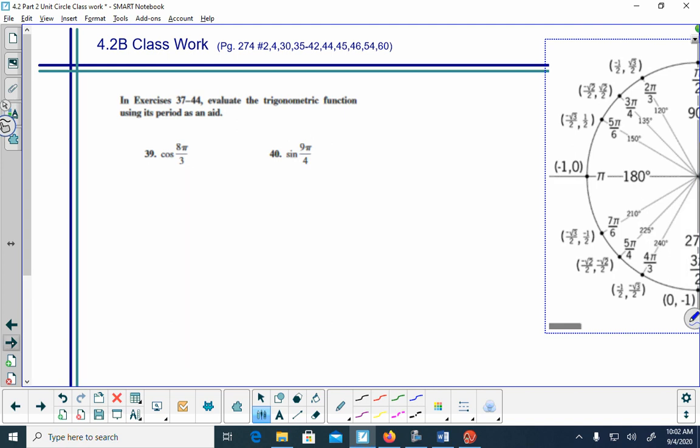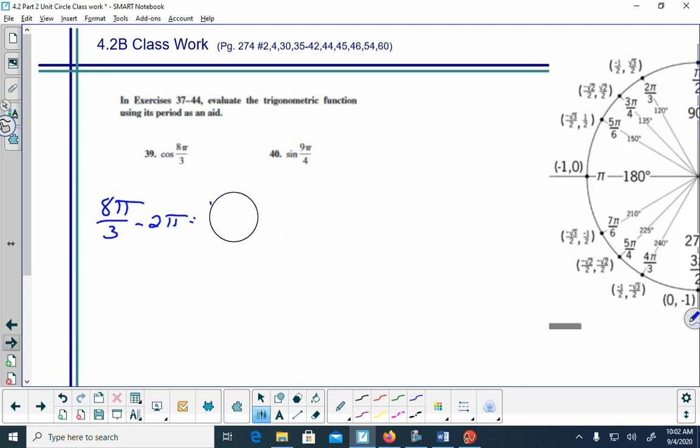These are still the same set, so I am going to use period as an 8. So I have 8 pi over 3. That's still larger than 2 pi. So I'm going to find the coterminal angle. So I'm going to take 8 pi over 3 and subtract 2 pi. And when I do that, I end up with 2 pi over 3.